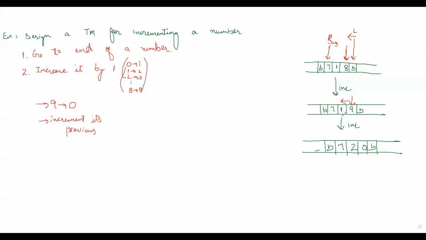Now, for example, if this one is also 9, so let's say this one was also 9. Or let me do one thing. Let's say the number is like this.